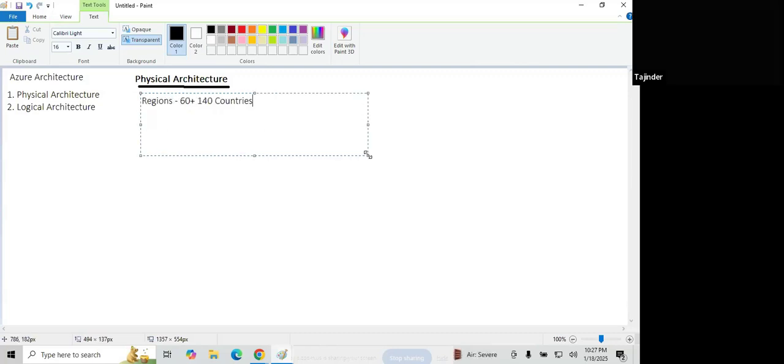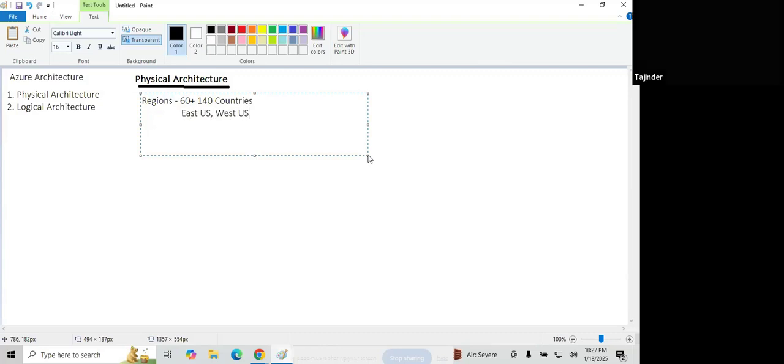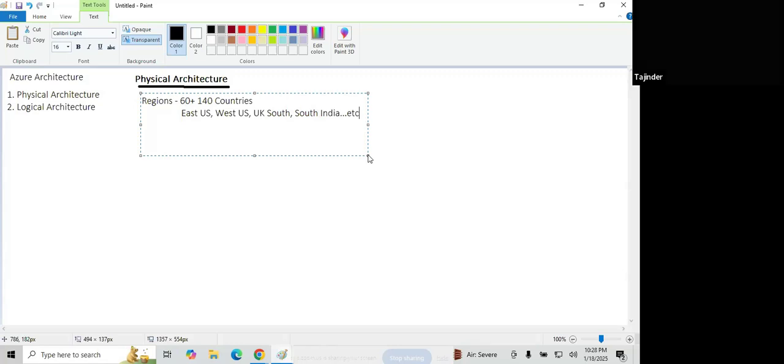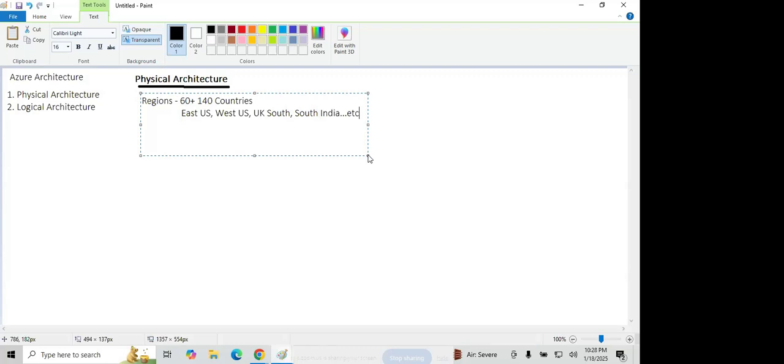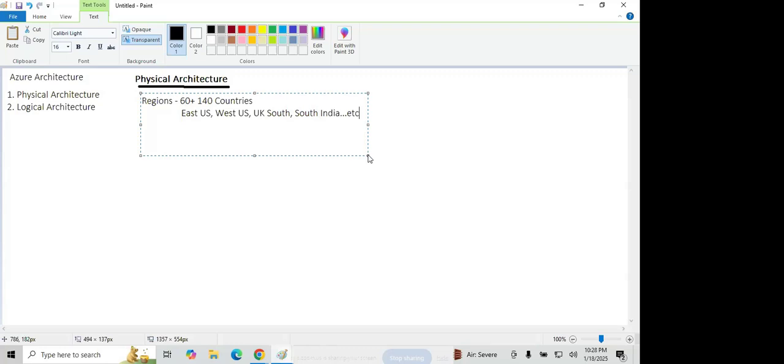The names of some regions are East US, West US, UK South, South India, and so on. What is a region? We discussed that Microsoft has deployed data centers across the globe. When Microsoft deploys a data center, first of all, they decide in which particular country they would like to deploy it. Let's say Microsoft decided to deploy some data centers in India. Then they decide in which city in India, and let's say they decided on Mumbai.